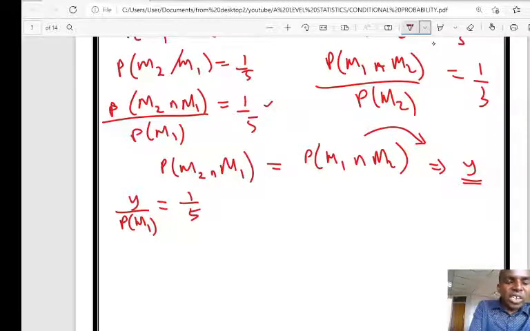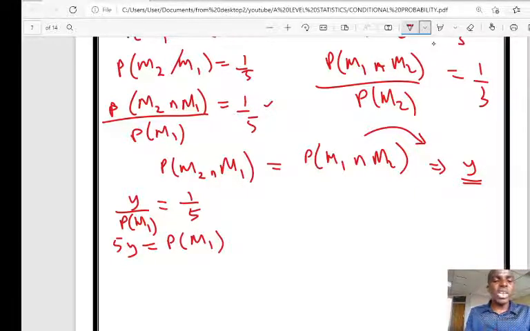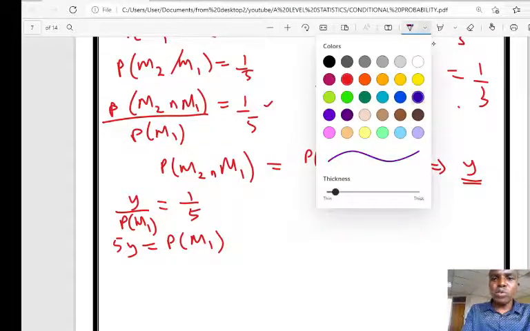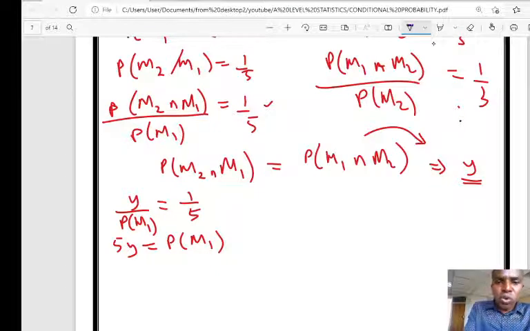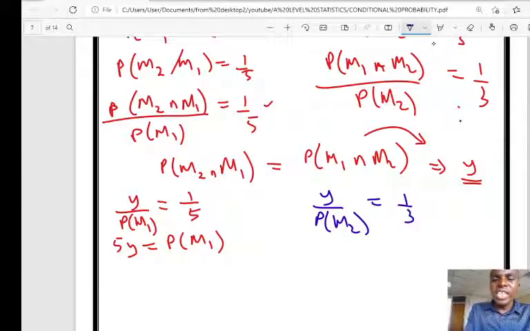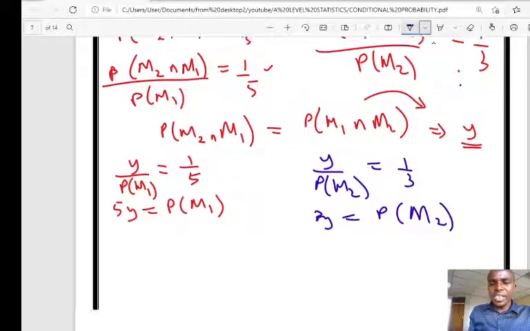Then from this you can cross multiply. 5Y is equal to the probability of M1, so the probability of M1 is actually equal to 5Y. Let's find the probability of M2 using the same concept. We put Y over the probability of M2 is equal to 1/3. Then cross multiplication gives 3Y is equal to the probability of M2.